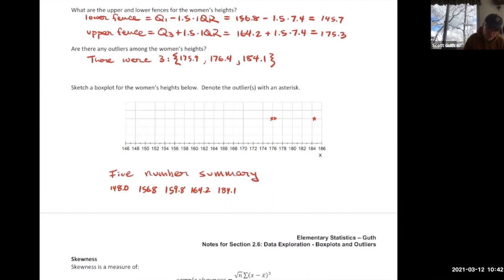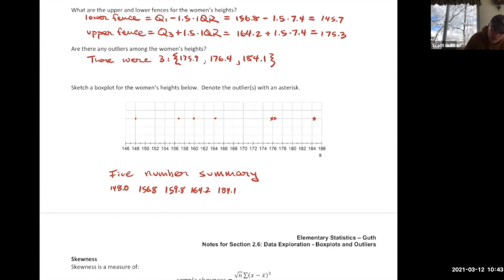Okay, so the 148.0 is easy enough. I'll just do a dot there and that'll be part of the graph. Then there's the 156.8, which is almost 157, right here. 159.8, almost 160. 164.2 back here maybe. Okay, so I'm not going to put the last point on.